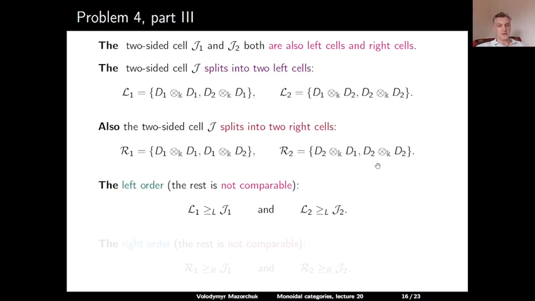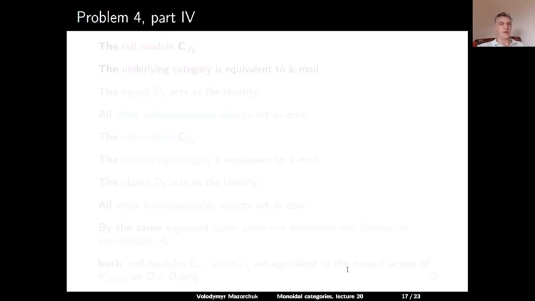So the left order is given as follows. L1 is left bigger than J1, and L2 is left bigger than J2, and nothing else is left comparable. Similarly, for the right order, R1 is right bigger than J1, and R2 is right bigger than J2, and nothing else is comparable. As for the cell modules, we have four different left cells.